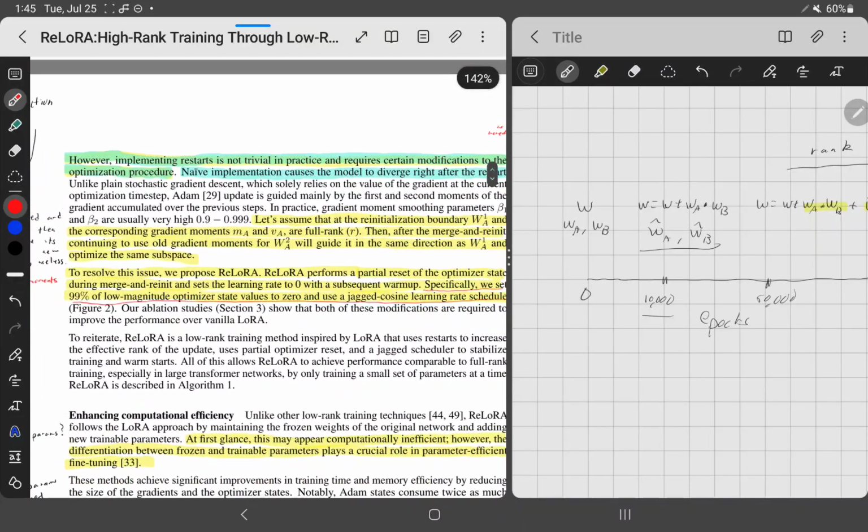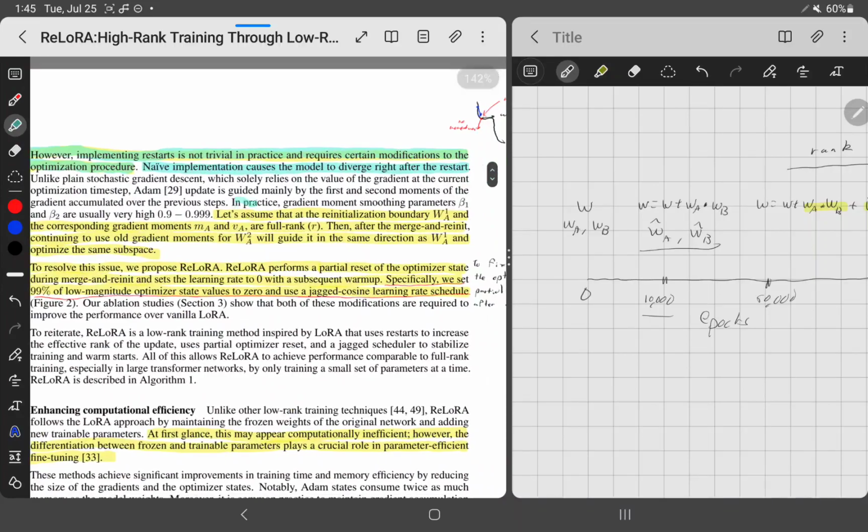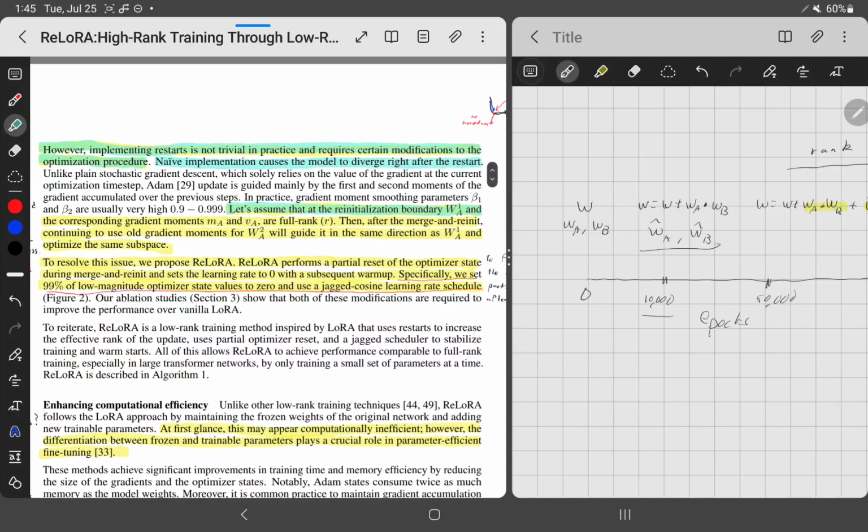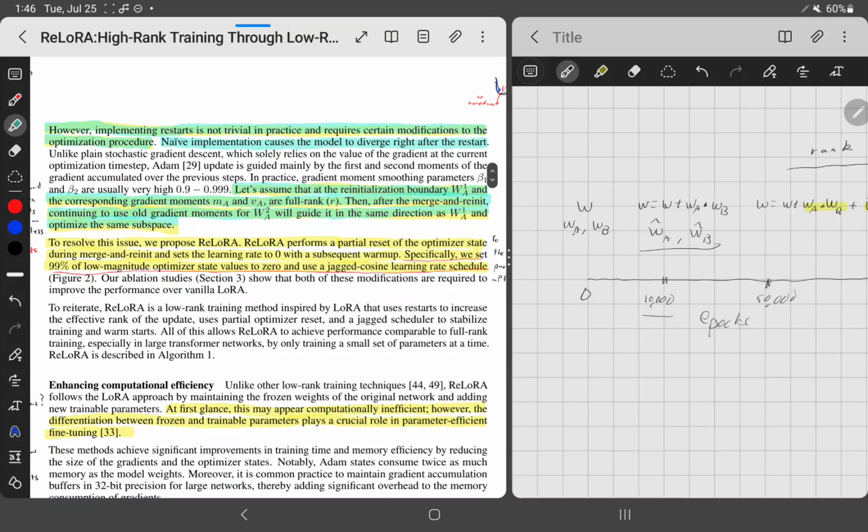And they say here, let's assume that the reinitialization boundary W1A and the corresponding gradient momentums are full rank. Then after merge and reinit, continuing to use old gradient moments will guide it to the same direction and optimize the same subspace. So that's a problem. Now, to resolve this issue, they propose ReLoRA.